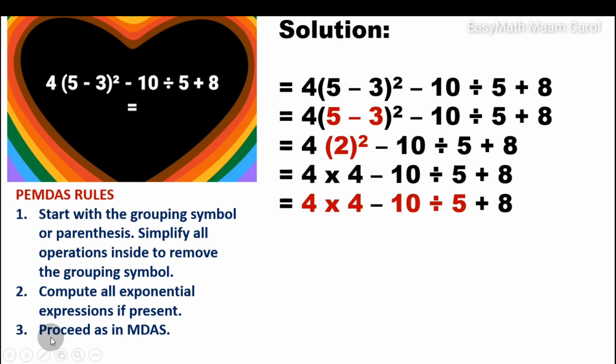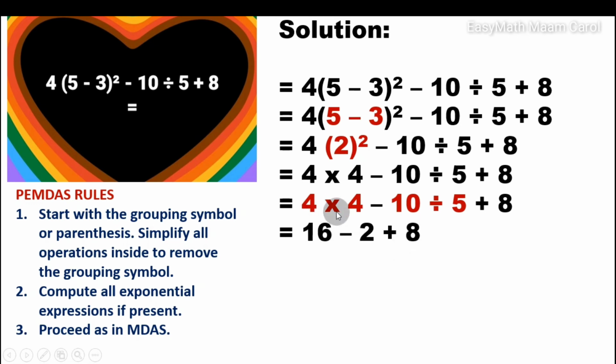So, now, on this line, we are going to proceed. It says here in number 3, right? Proceed as in MDAS because the other confusing symbols are gone. So, 4 times 4 is already in red. And also 10 divided by 5. And we will work from left to right. So, 4 times 4. What's the answer for that? Then, 10 divided by 5. So, there. Here is the answer.